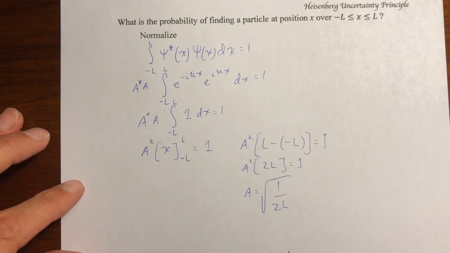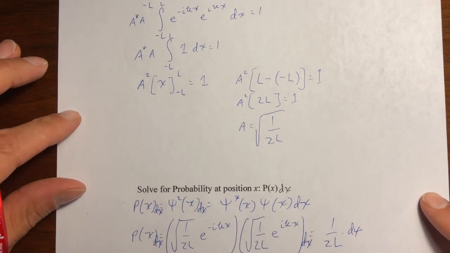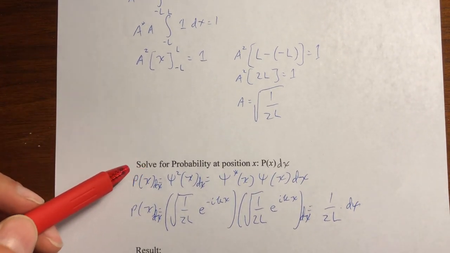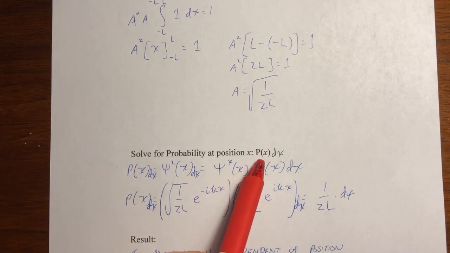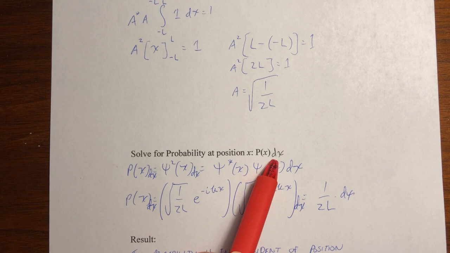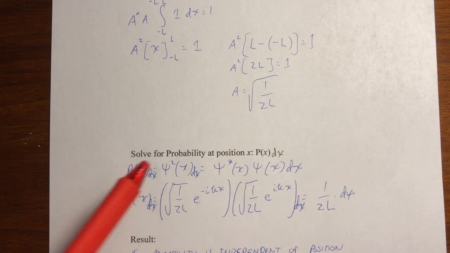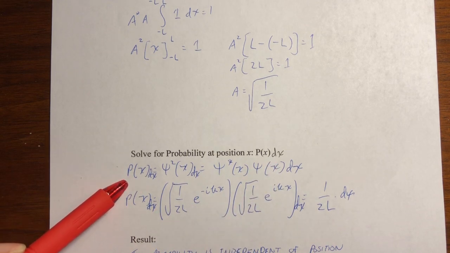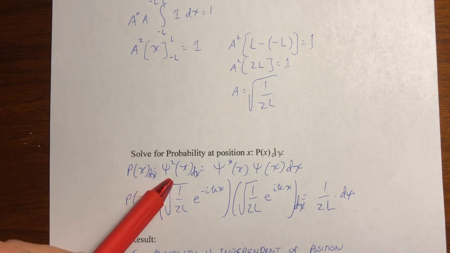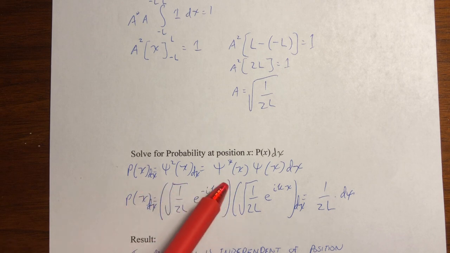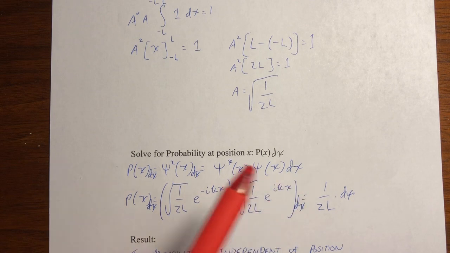In order to determine whether or not we can identify the position, we're going to solve for the probability of finding a particle at position x using the following expression, p of x dx. So the probability of x times a small range of x. So p of x dx is equal to the probability of our wave function, which is our wave function squared times dx. And since we have a complex conjugate, we can expand that to being equal to psi of x star times psi of x times dx.